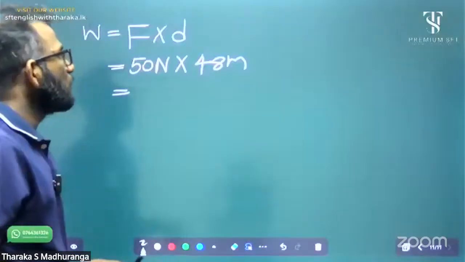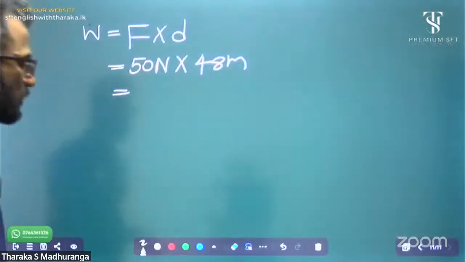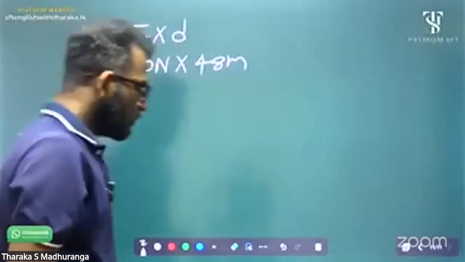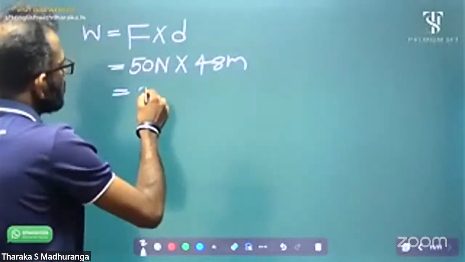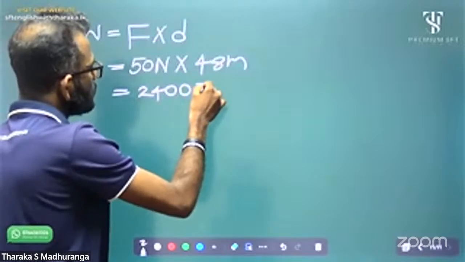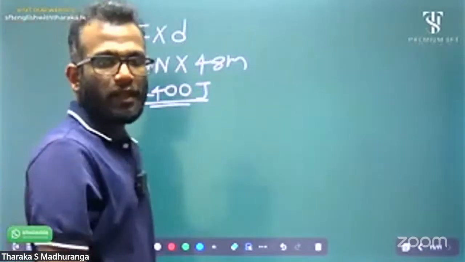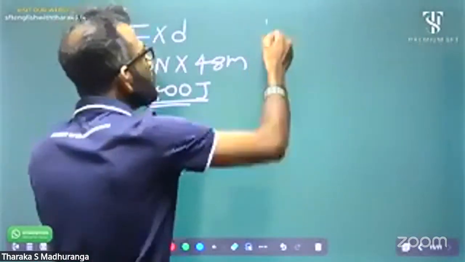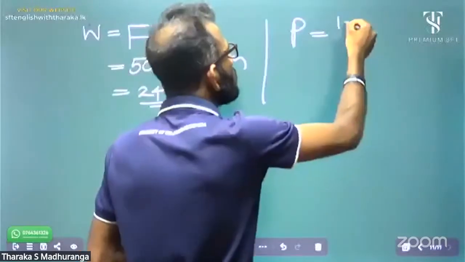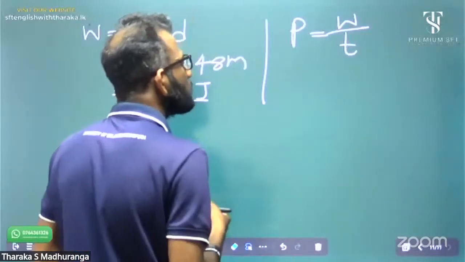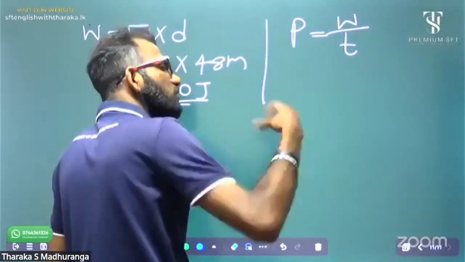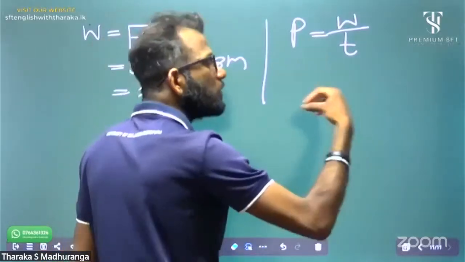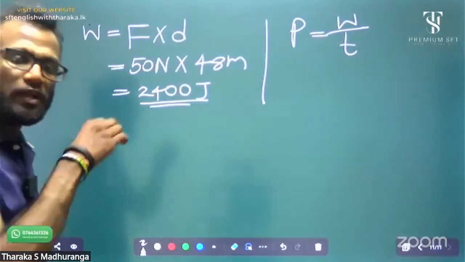Okay, 50 into 48 into 5. 240. 2,400 joule. That's the work done within 1 minute. Okay, now you can calculate the power. Power equals work over time. That is the amount of work done within unit time.